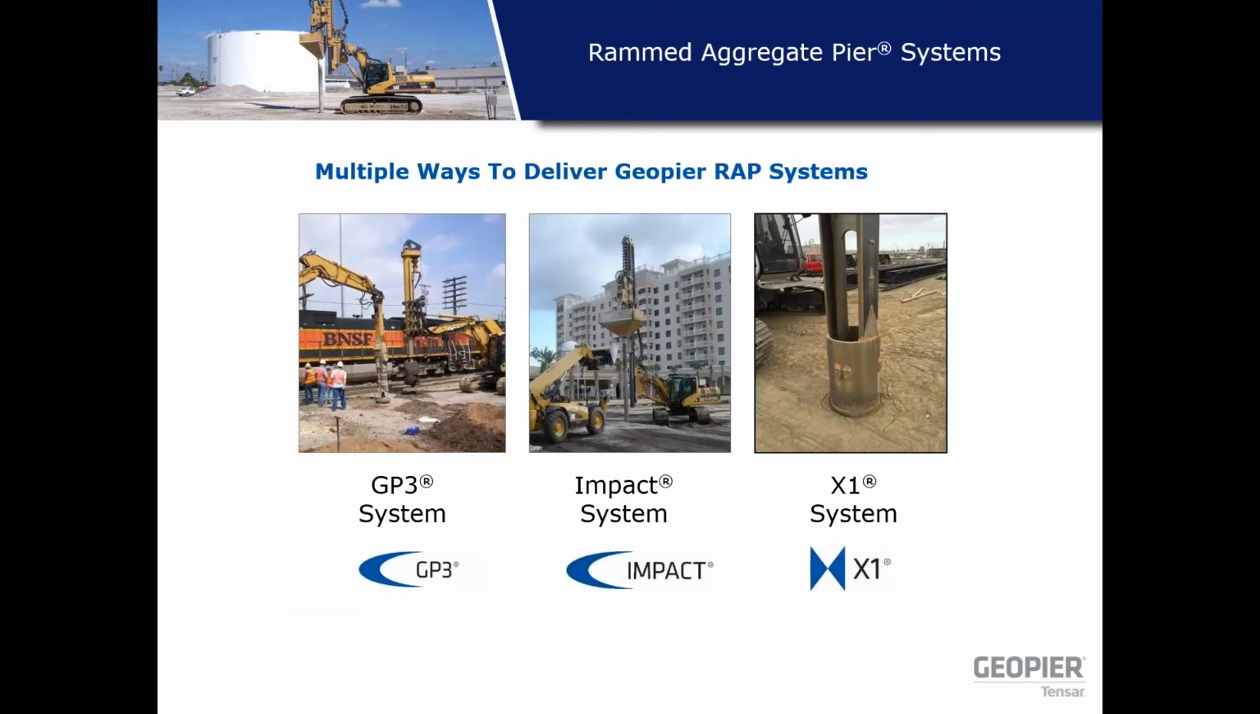What you see in the picture on your left hand side is the GP3 system, which we call the drill and fill system. The middle one is called the Impact system. It is the displacement system. You see a hopper attached to a hollow mandrel, and on the right hand side you see an X1 system, where a prefabricated edge beam has a shield attached to the bottom of this edge beam.